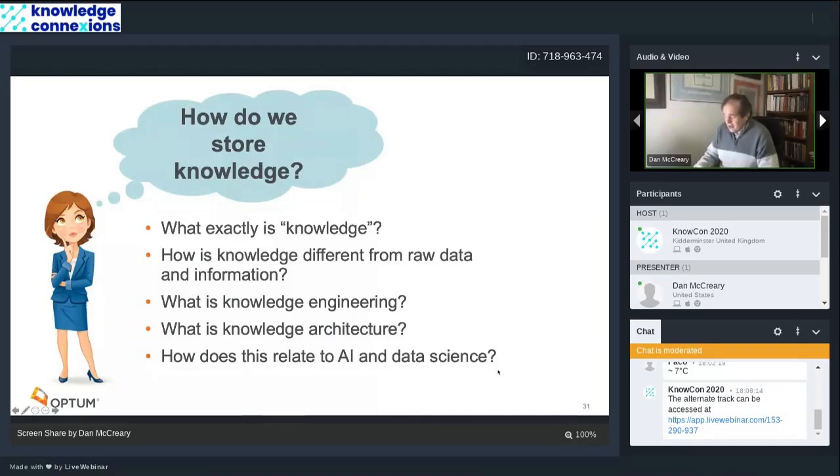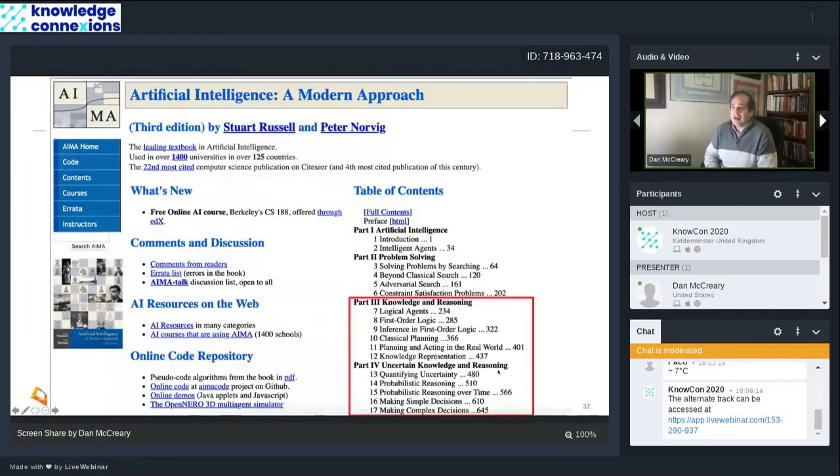Now, if you study these AI textbooks, here's a table of contents from the most popular book in artificial intelligence. You'll see that a huge amount of their work is on knowledge and reasoning. How do we store knowledge in a way that we can traverse it? How do we build ontologies and taxonomies? How do we store things in structured knowledge representation systems like SCOS? So those are all questions that AI has struggled with in the past.